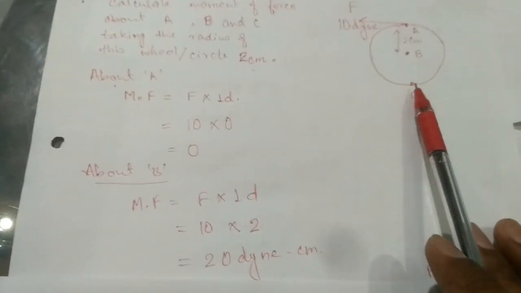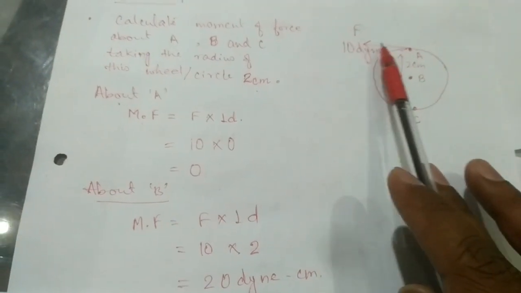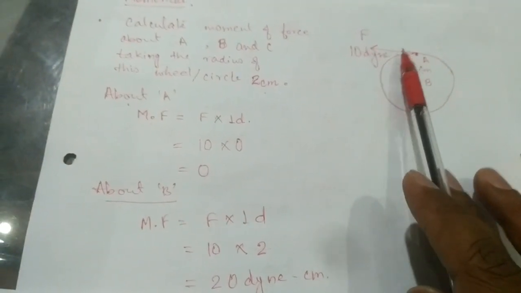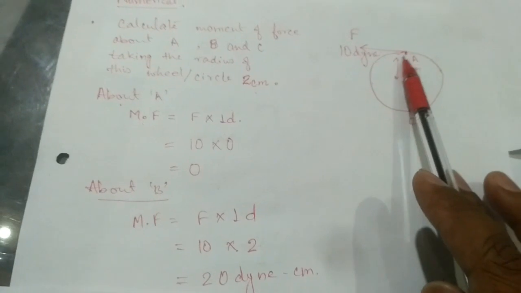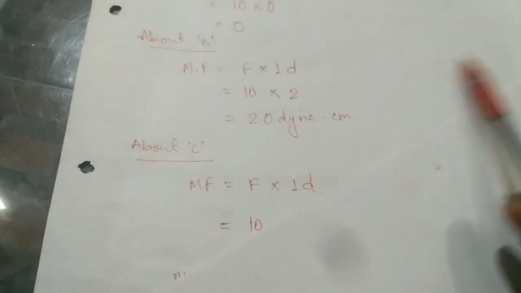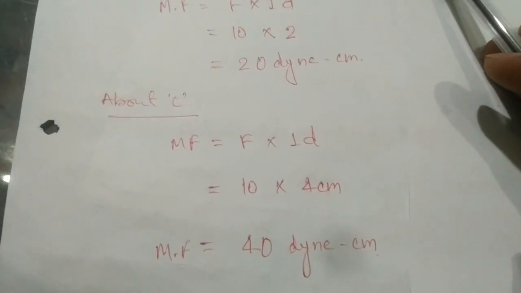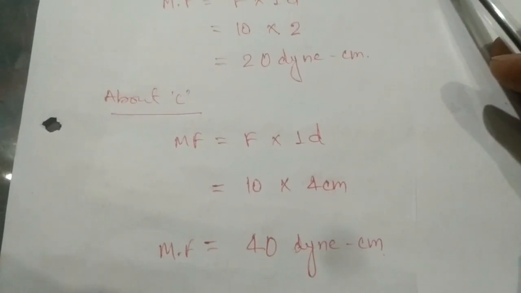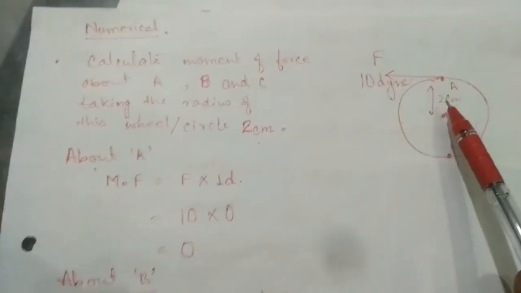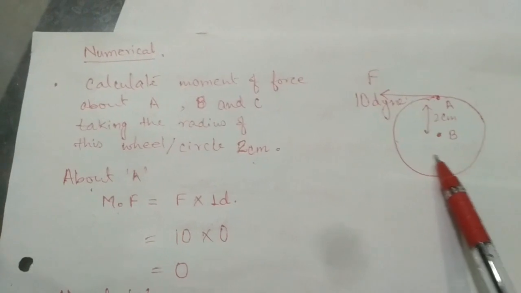Now the next question, about C. From this force, you can say point of application or line of action. The distance of C is 2 plus 2, 4 centimeter. So again the moment of force about C, you can see here 10 cross 4, and the moment of force becomes 40 N cm. Means about A 0, about B 20, about C 40.